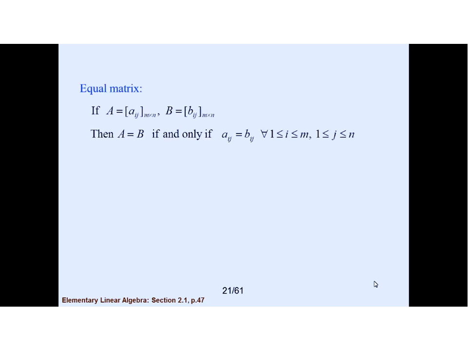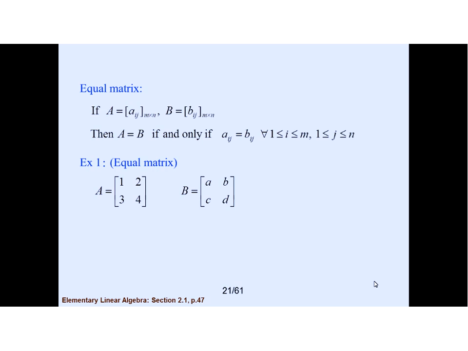C1, C2, C3, these are some certain types. Two matrices are called equal matrices if A is m cross n and B is m cross n, then A is equal to B if and only if Aij is equal to Bij. This is called the equal matrix.